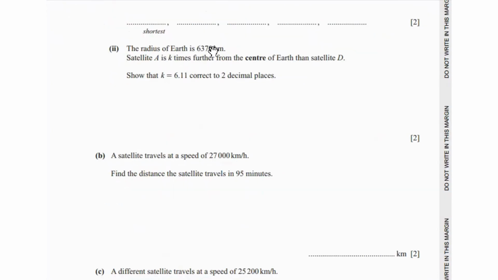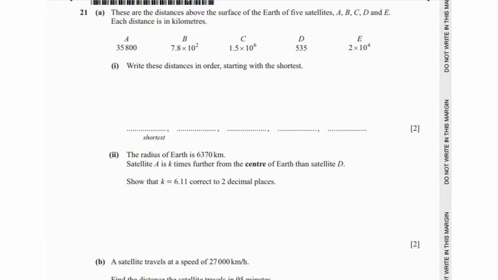Then the radius of Earth is 6,370 kilometers. Satellite A is k times further from the center of Earth than satellite D. Show that k equals 6.11 corrected to 2 decimal places. So if you look at the initial question, it said that these are the distances above the surface of the Earth for 5 satellites. So this is the distance from the satellite to the surface of the Earth.